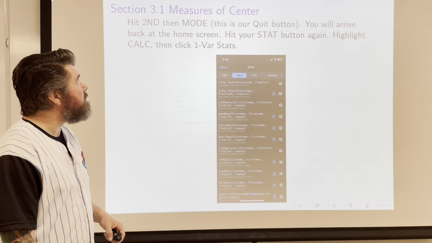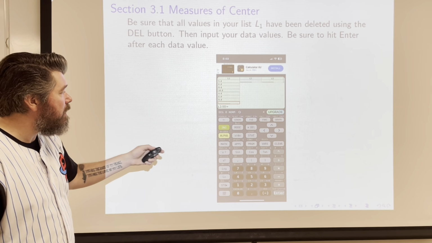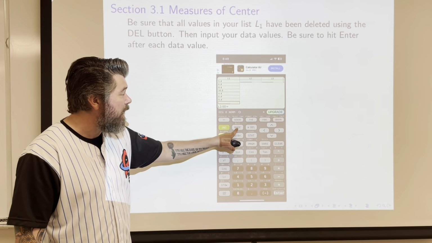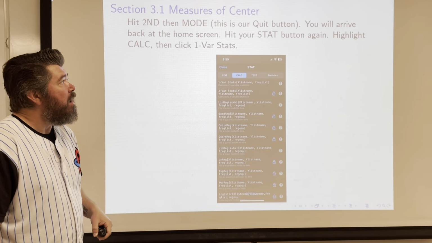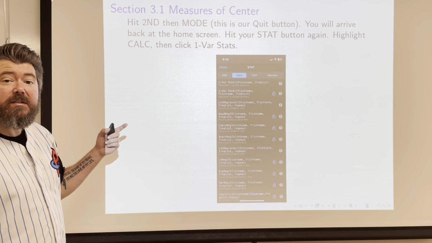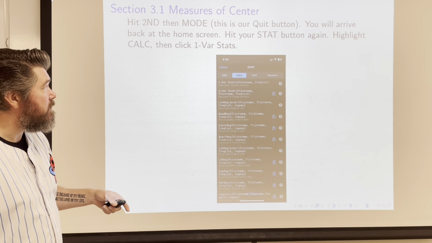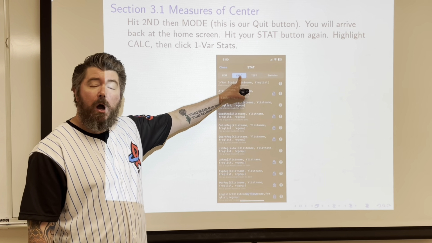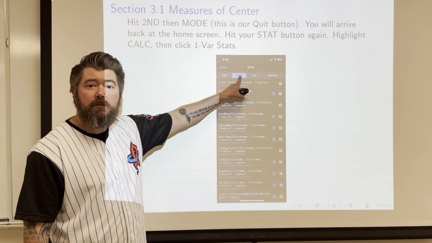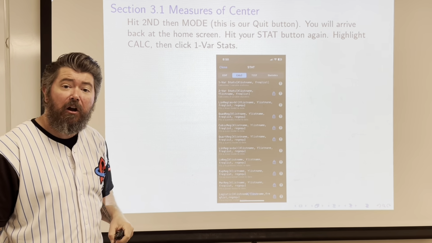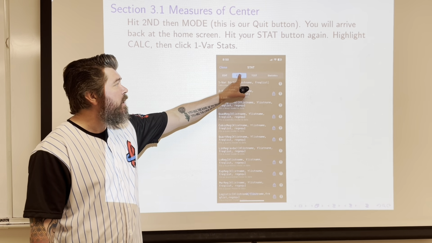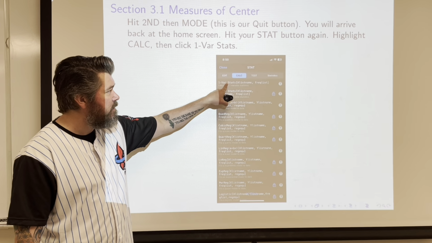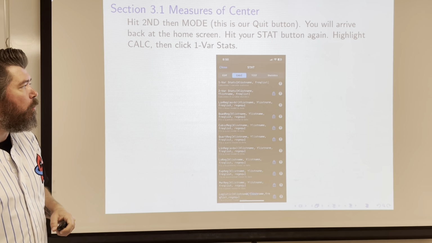Once we've done that, we want to click second and then mode. So second mode, and this will send you back to the home screen. And we want to once again click our stat button. So we're back at our stat button, and instead of highlighting edit, we want to now highlight our calc feature. This is going to calculate our statistics. Once we highlight our calc, we're going to click on the 1var stats, very top here.